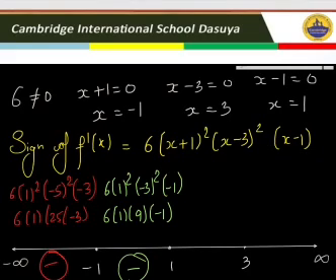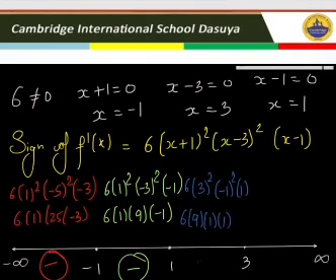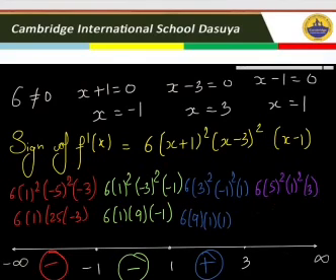The next interval is 1 to 3. Choose any one number of your choice from 1 to 3. I took 2. When I put that value in x, I get 6, 2 plus 1 is 3 square, 2 minus 3 is negative 1 square, and then 1. When I solve this, we get positive. I write positive. In the fourth interval, 3 to infinity, take any one point, let it be 4. So this becomes positive. Fine, this is positive.